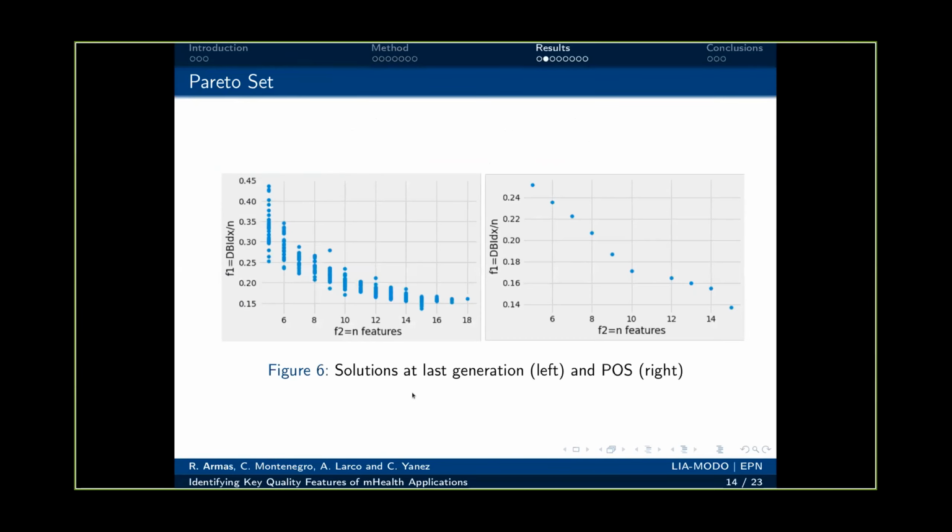So, results. In this part of the figure, you can see all the results that we get from all runs in the last generation. Here you have the number of features, and here you have the index. So you can see that we have many solutions. But we are also interested in the absolutely best solutions from the last generation, which we call the Pareto optimal set. So each point that you can see here is a specific configuration of the combination of the variables. So we are interested to analyze this.